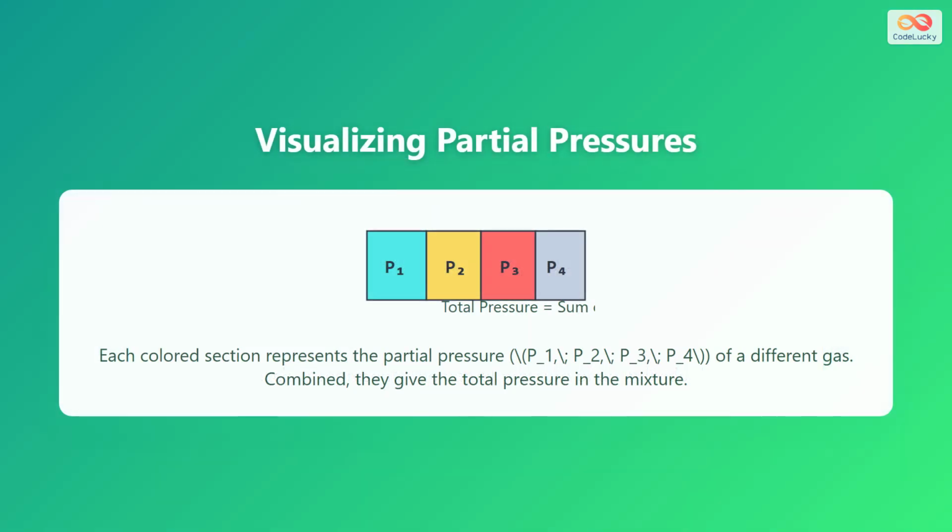Think of partial pressures like building blocks stacked side by side. Each colored section represents the partial pressure contribution of a different gas in the mixture. Gas 1 contributes P1, gas 2 contributes P2, gas 3 contributes P3, and gas 4 contributes P4. When you add all these sections together, you get the complete picture, the total pressure. This additive nature is what makes Dalton's law so useful in practical calculations.